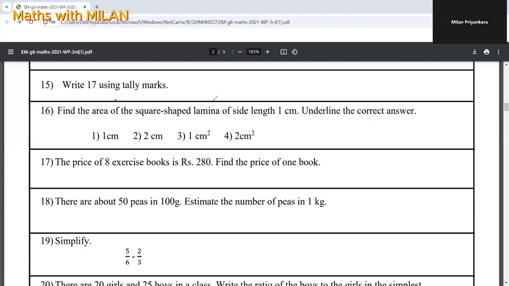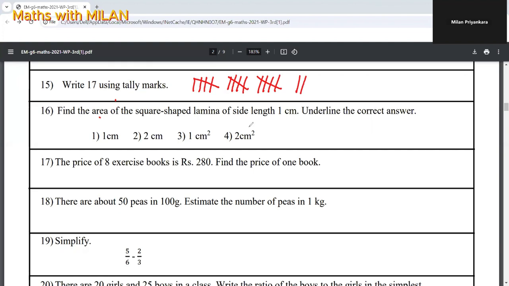Write 17 using tally marks. Very simple, right? 1, 2, 3, 4, 5. 1, 2, 3, 4, 5. 1, 2, 3, 4, 5. Now we have 15, right? Now you need 2 more to complete 17. Now this is very simple.